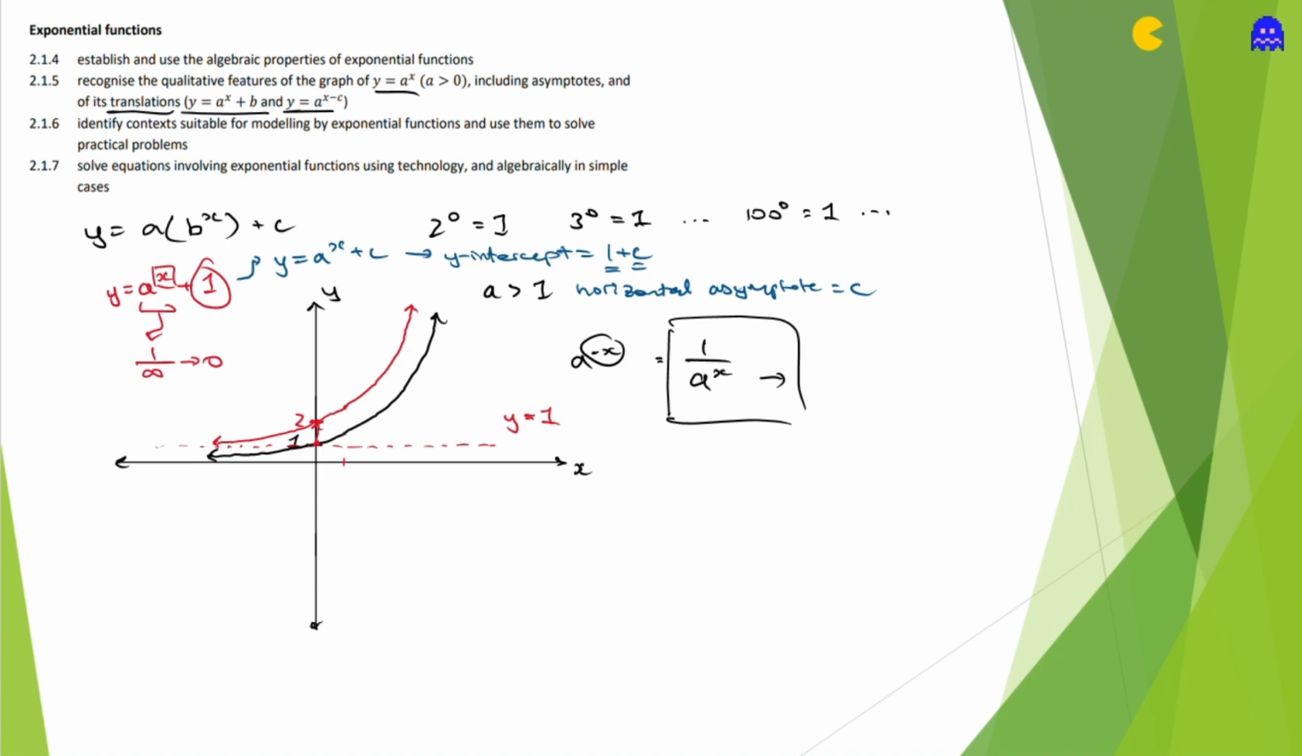Cool, I think that's mainly it on that. Let's have a look at horizontal translations then. And I'm going to let a be 2 in this case, just to illustrate one specific case that arises here.